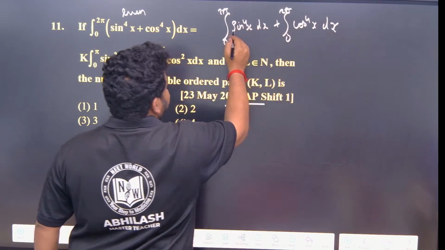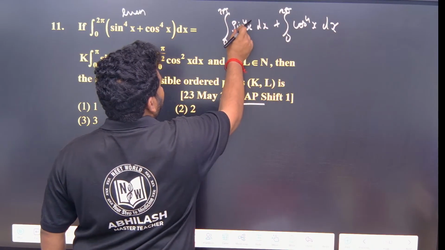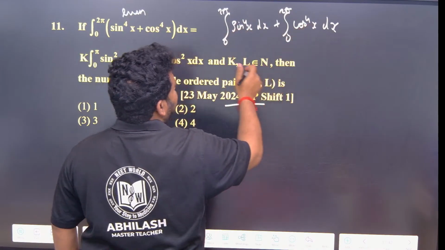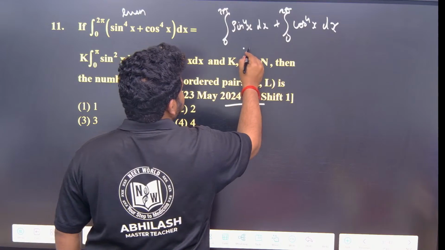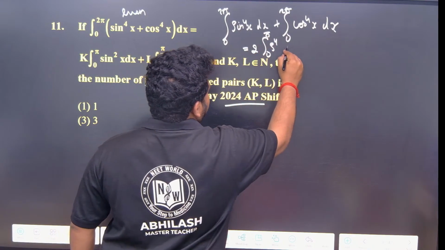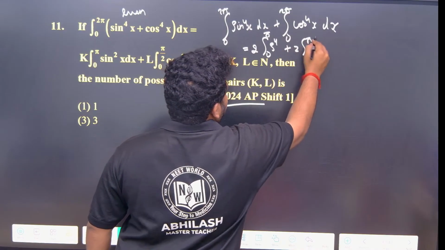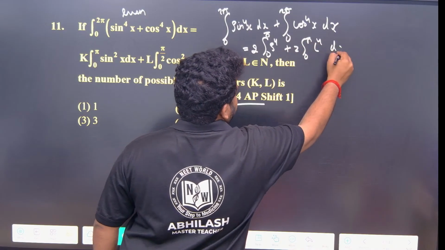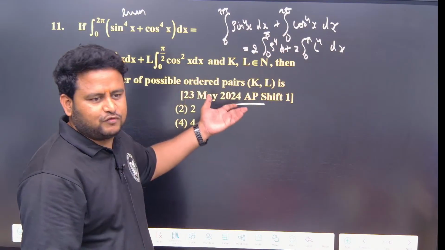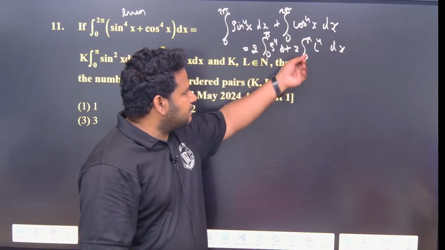Now if I apply sin power, what is this, 2 pi minus x, I will get again sin power 4x, here also I will get again sin power 4x. So this I can write as 2 times integral 0 to pi sin power 4x plus 2 times integral 0 to pi cos power 4x dx. Okay, if I apply pi, again I will get sin power 4x. If I apply pi, again I will get cos power 4x.